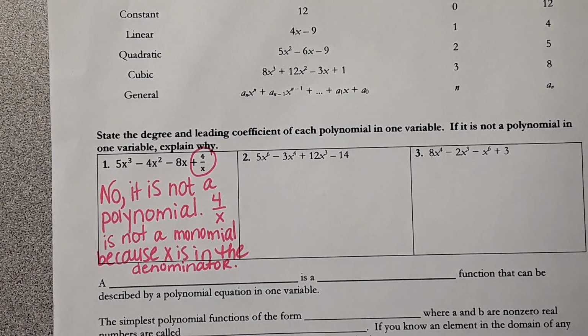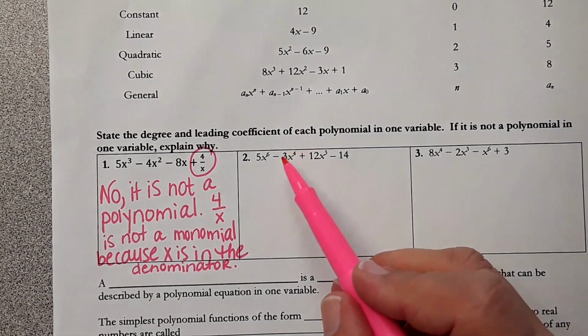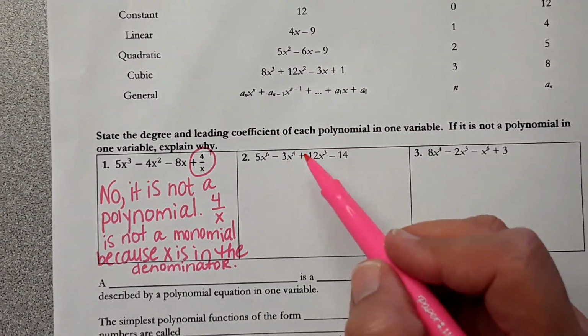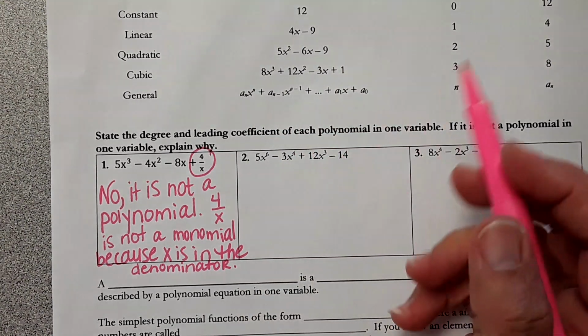Is it a polynomial? Yes, it's a polynomial. No variables are in the denominators, and we have no negative exponents. Now, is it written in standard form? That meaning is the largest exponent first and then the constant term last. It is. It goes in order. 6, 4, 3, negative 14.